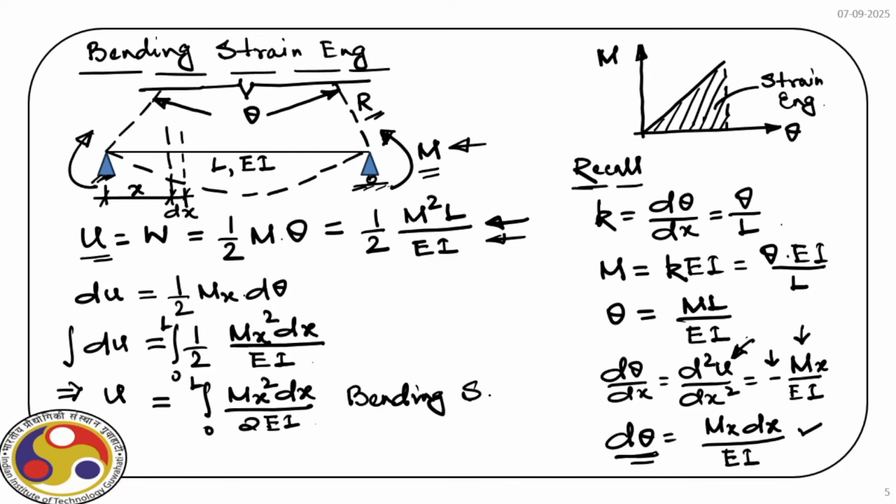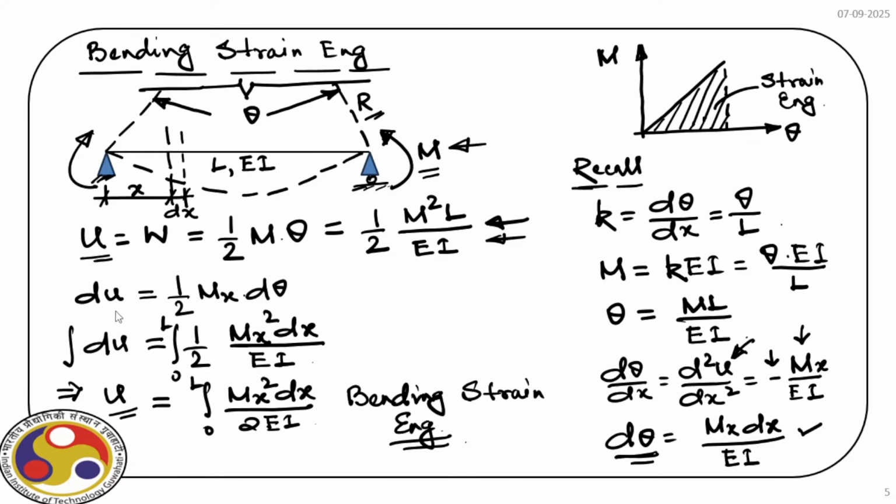This expression is generic for any Mx at a distance x from the left end, and it can be used to find the total bending strain energy of a beam that is undergoing some bending deformation. We'll use this expression when we solve a problem in a minute, but before we solve a problem, let us first define all the strain energies and then we'll take the problem.